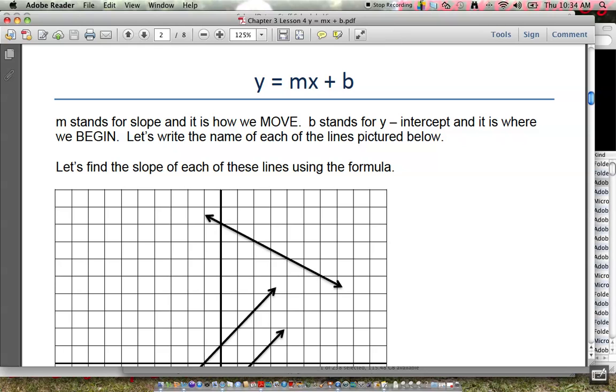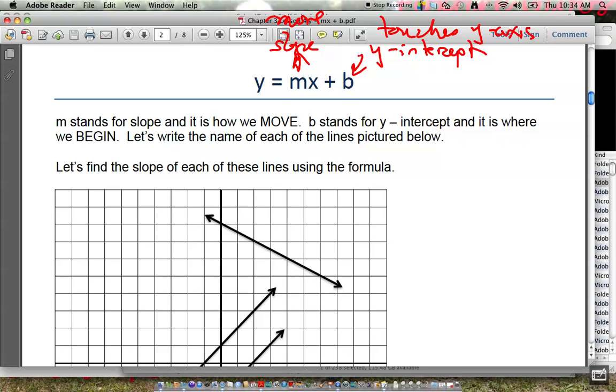And our template, or our pattern, is this y equals mx plus b. Now, at first, that probably looks like Greek. Y equals mx plus b, what are you talking about? But we've already learned that m stands for slope, right? It stands for slope, it's how you move. B stands for the y-intercept, and it's where the line touches the y-axis.